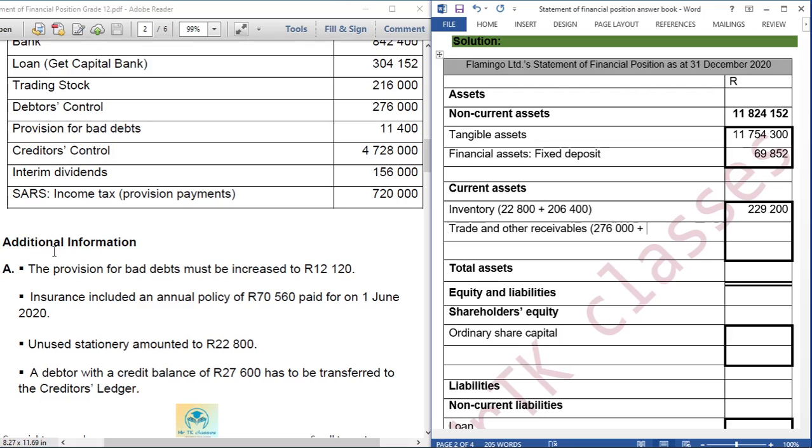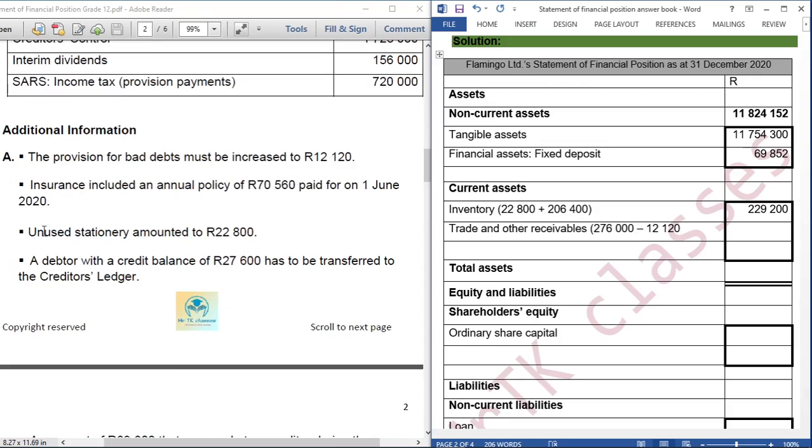Okay, let us go through our additional information. The provision for bad debts must be increased to 12,120. All right, so we said we are going to subtract, right? We are going to subtract 12,120. We subtract this amount that provision for bad debts has been adjusted to. This is the one that we subtract. Unless the provision for bad debts has not been adjusted, then we can subtract this one. So we are going to subtract this one.